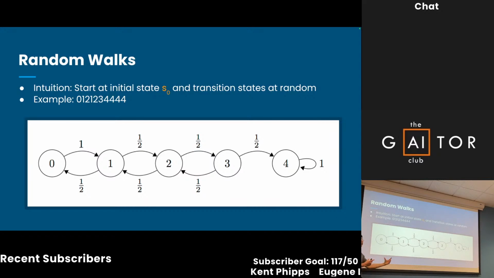So the Markov chain has a structure, right? And you have to follow the structure. You can't just jump between nodes randomly. You have to follow the edges. Great.